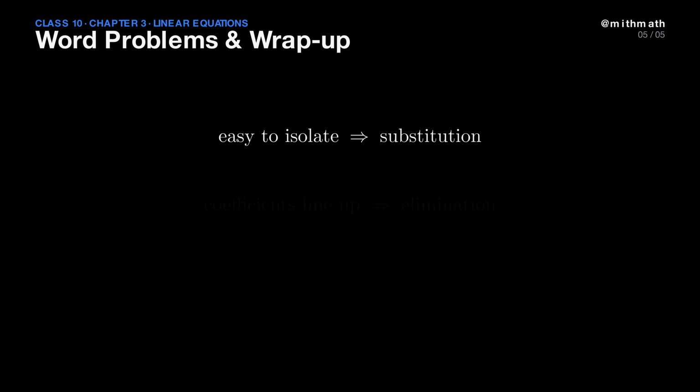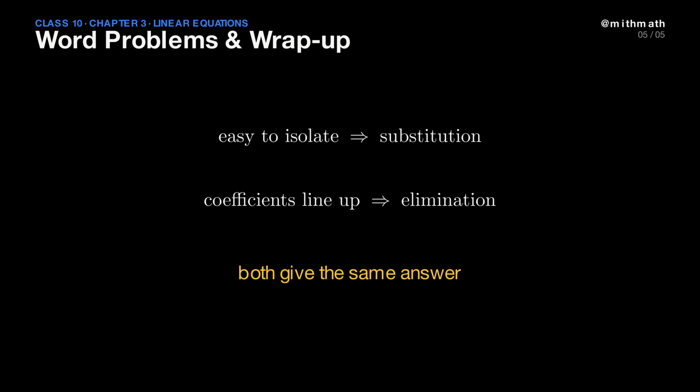Which method should you pick? If a variable is easy to make the subject, substitution is quick. If the coefficients line up nicely, elimination is quicker. Both always give the same answer, choose whichever is tidier.